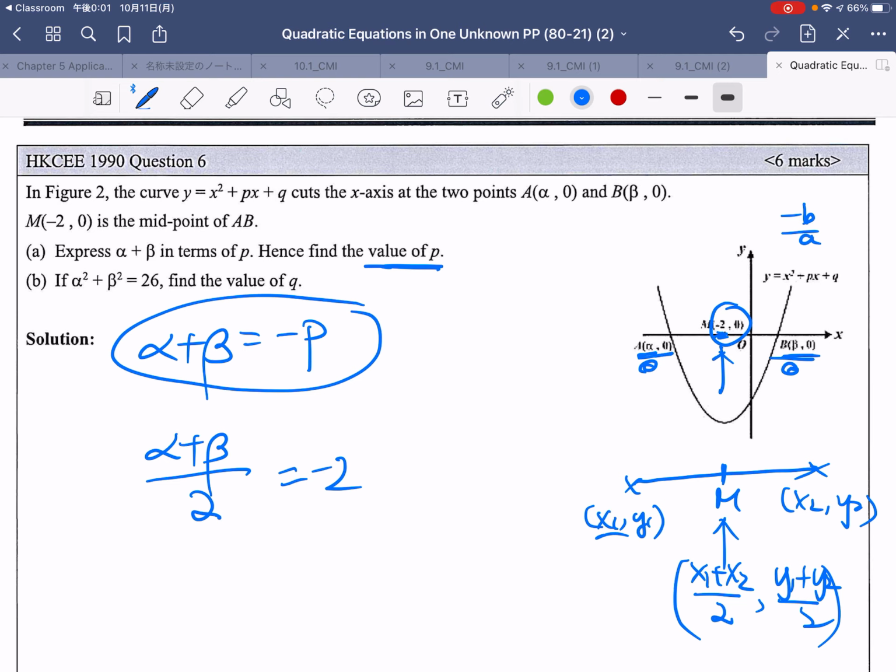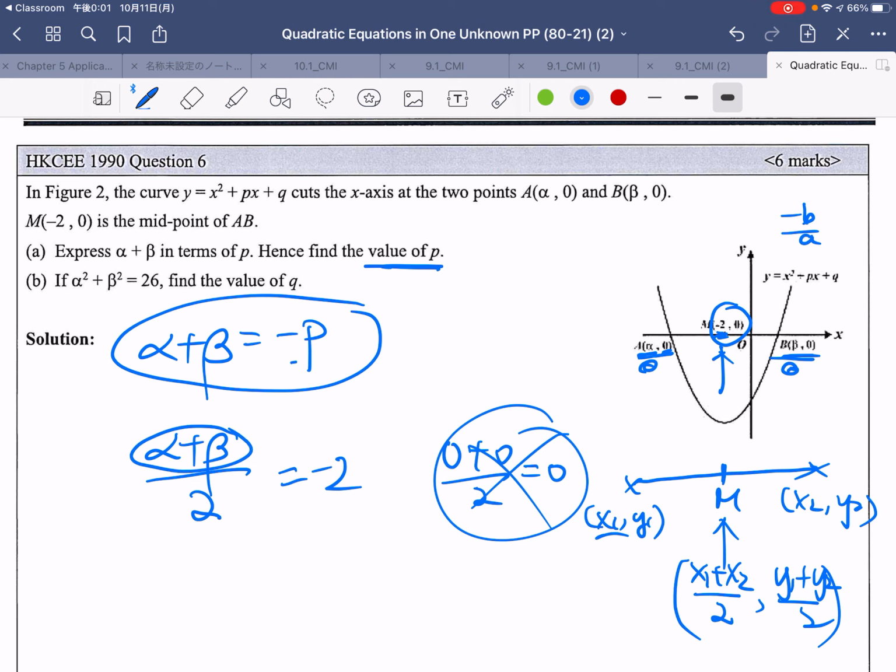For x, you can say it for y. For y it is (0 plus 0) over 2, so equals 0. So this is meaningless; you do not need to consider y. So you consider x. Alpha plus beta, you know that it is negative p because of the sum of roots. So negative p over 2 equals negative 2. That means p equals 4, because the negative sign you cancel. And then you get p equals 4.